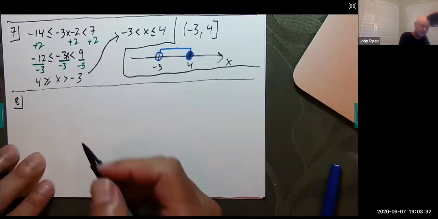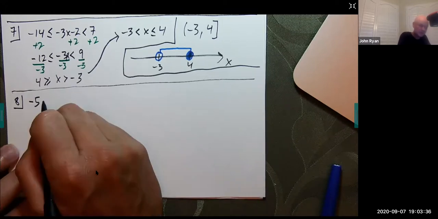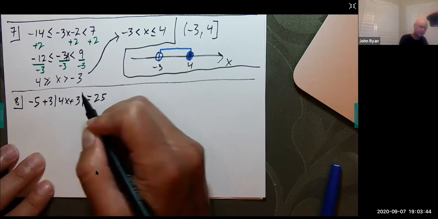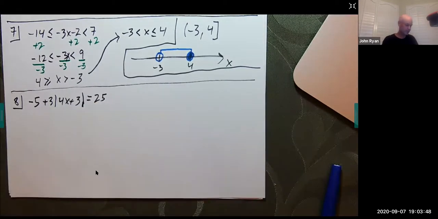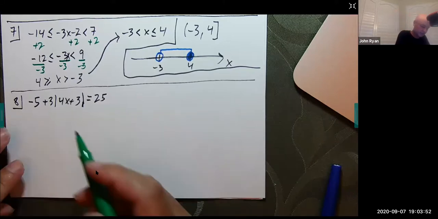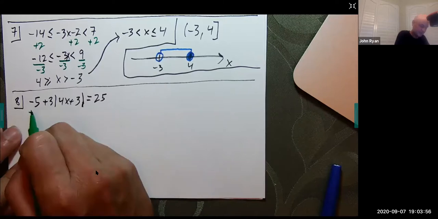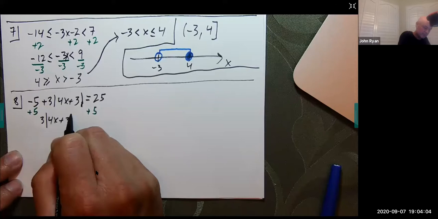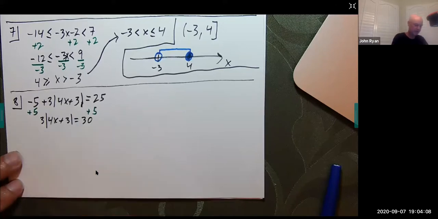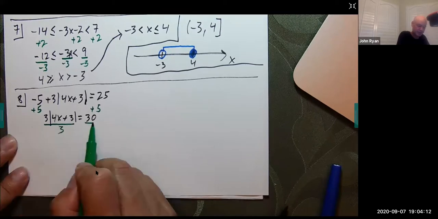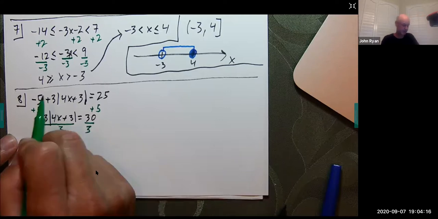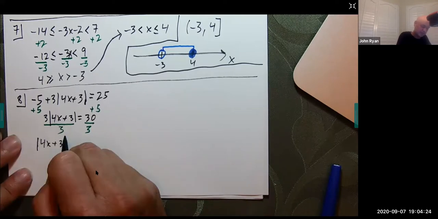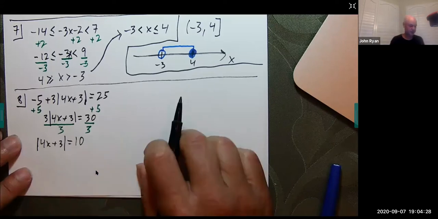So number 8 is an absolute value equation. And my first goal is to get the absolute value by itself on one side first. So I'm going to do that by adding a 5, and then dividing by 3. Don't try to distribute things in, especially if that's a negative in front. That'll really mess things up. So this gives me the absolute value of 4x plus 3 is equal to 10.